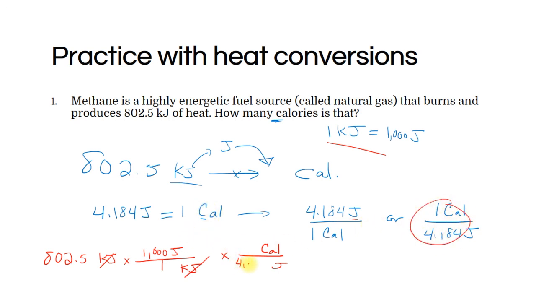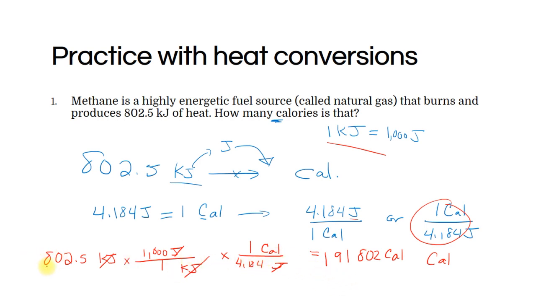I'm going to use this one because it will cancel. So we put 4.184 joules on the bottom and 1 calorie on top. This way the joules on top cancel and we'll have calories left at the end. So I know I've done it correctly because my unit is right. Then I just plug it in the calculator. It's going to go 802.5 times 1,000 because the 1,000 is on top, and then divided by 4.184 because it's on the bottom. The answer the calculator gives me is 191,802, and that's going to be calories because we canceled everything else.